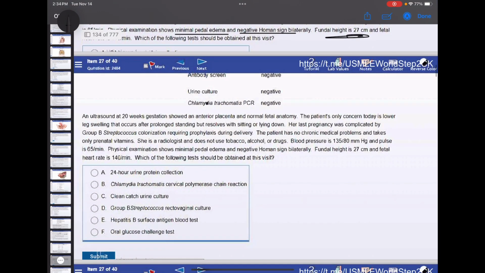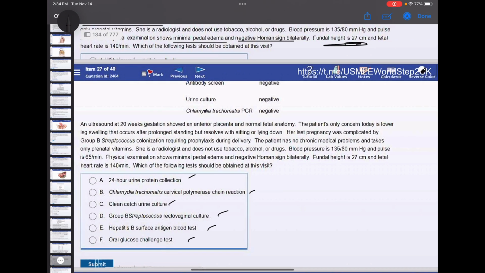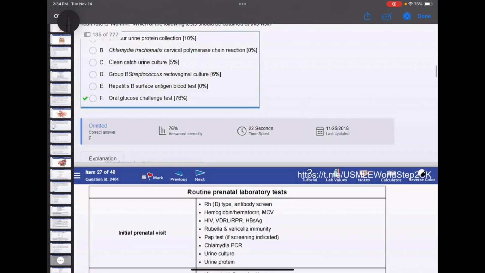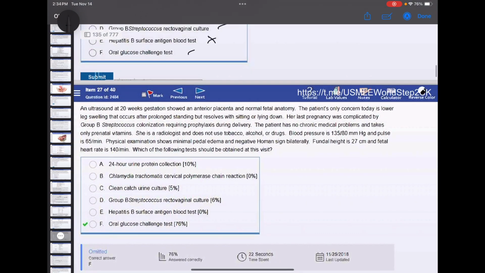So she's here around 26 weeks of gestation, right? The options are: 24-hour urine protein collection, chlamydia trachomatis cervical PCR, clean catch urine, GBS, Hep B surface antigen, oral glucose. Okay, so Hep B surface antigen and chlamydia have been done in the first initial visit, which was negative. We can repeat it in the third trimester if there is any high risk behavior. So Hep B surface antigen and chlamydia are done at the initial visit and repeated during the third trimester in only high-risk patients like IV drug use or STI early in pregnancy. So these two are out of the options.